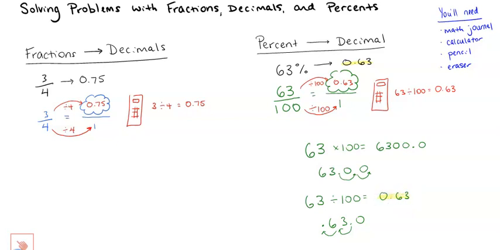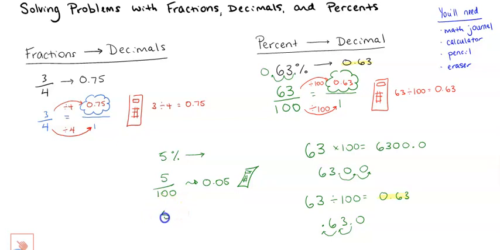So whenever you're converting from a percent to a decimal, all you have to do is move that decimal place 2 spaces, put the 0 here. For example, if I was converting 5% to a decimal, I could divide 5 by 100 and get 0.05 in my calculator.